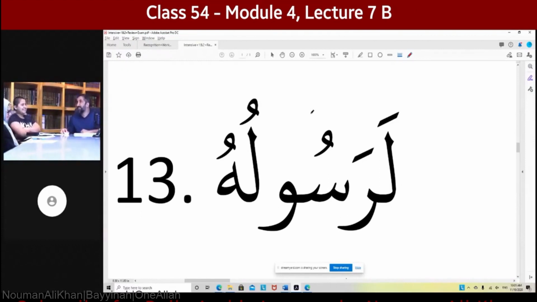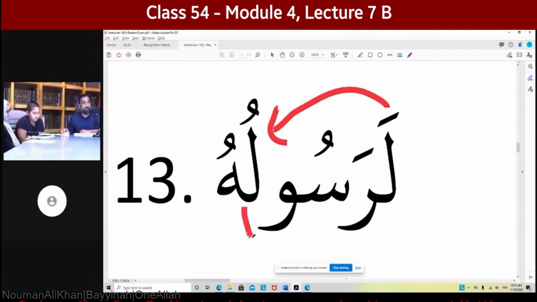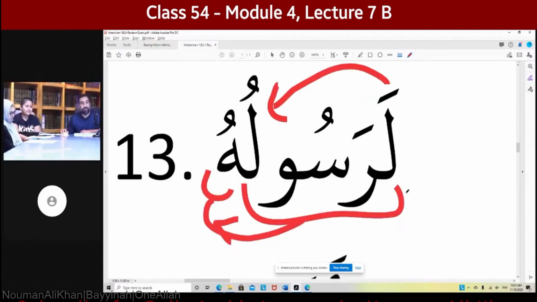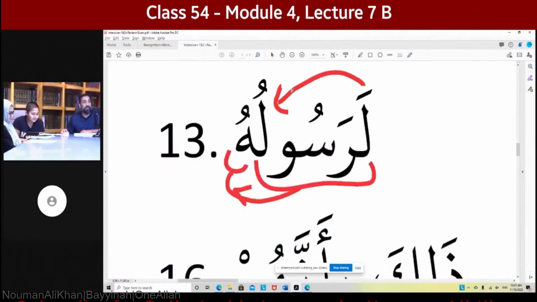Okay, anyway. So the lam would be a lam of emphasis. Meaning, it just emphasizes the word, but it doesn't change the status of it. So there's no jar here. But rasulu and who is definitely majroor. What's that? As mudaf. Mudaf and mudaf ilayh. Correct. If you said harf of jar here, you are wrong.